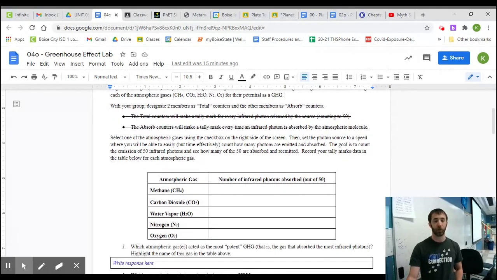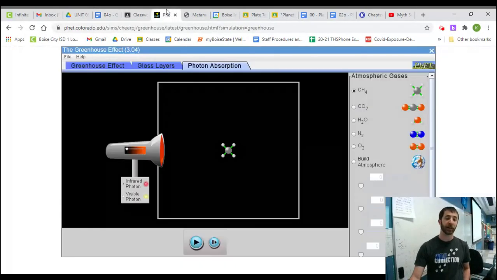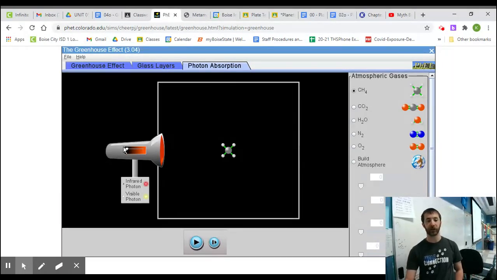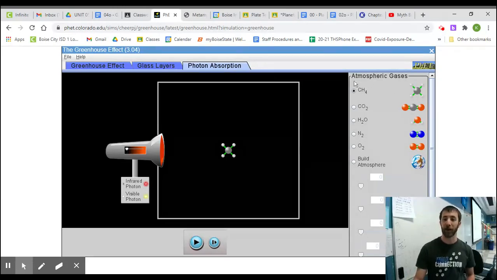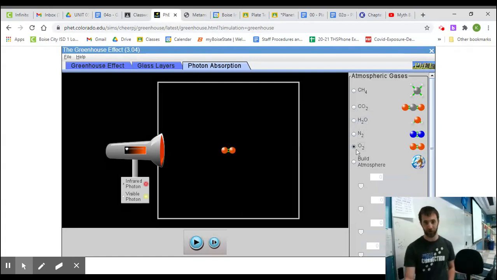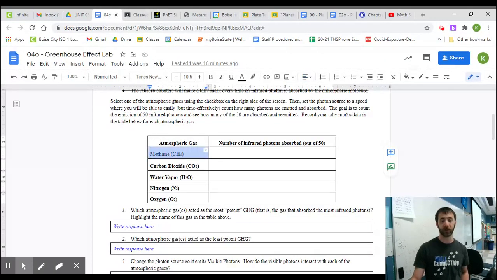What's going to happen is I'm going to be displaying what's known as a photon emitter. And this photon emitter, I can change a couple things. I can change the speed at which photons are being emitted by sliding this gauge, and I can switch if they are infrared photons versus visible photons. Right now, we have a methane molecule sitting here in the middle of our chamber, but I can switch that to things like carbon dioxide, water, nitrogen, and oxygen. You'll notice on the worksheet, the first one we're being asked to evaluate is methane, CH4.